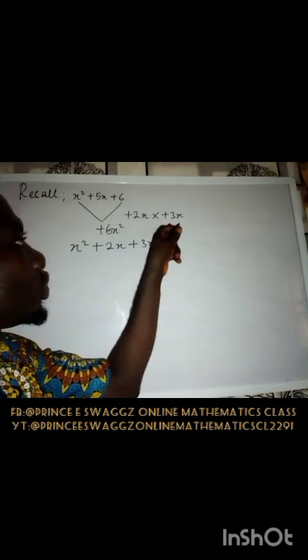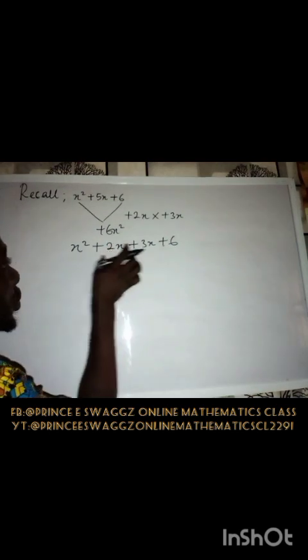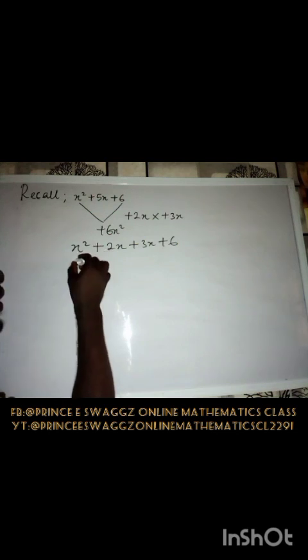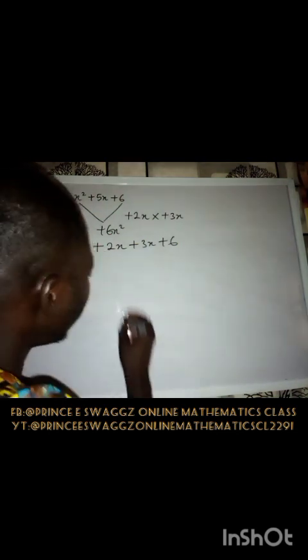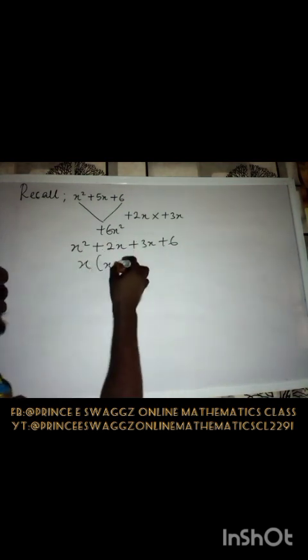Then we replace the term in the middle with these two terms, that is x squared plus 2x plus 3x plus 6. So I will replace this 5x with 2x plus 3x. Then I pair these two together, and these two together. Now what is common in this? x is common. Then open a bracket, x squared divided by x, that's x. 2x divided by x, and that is 2.